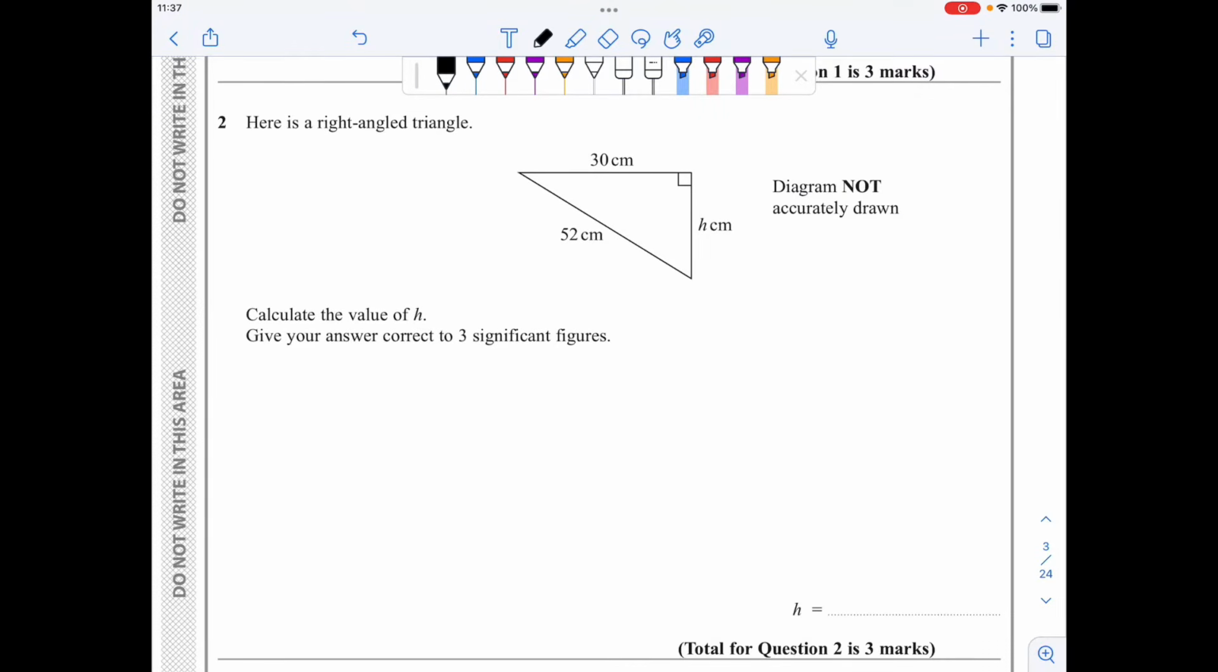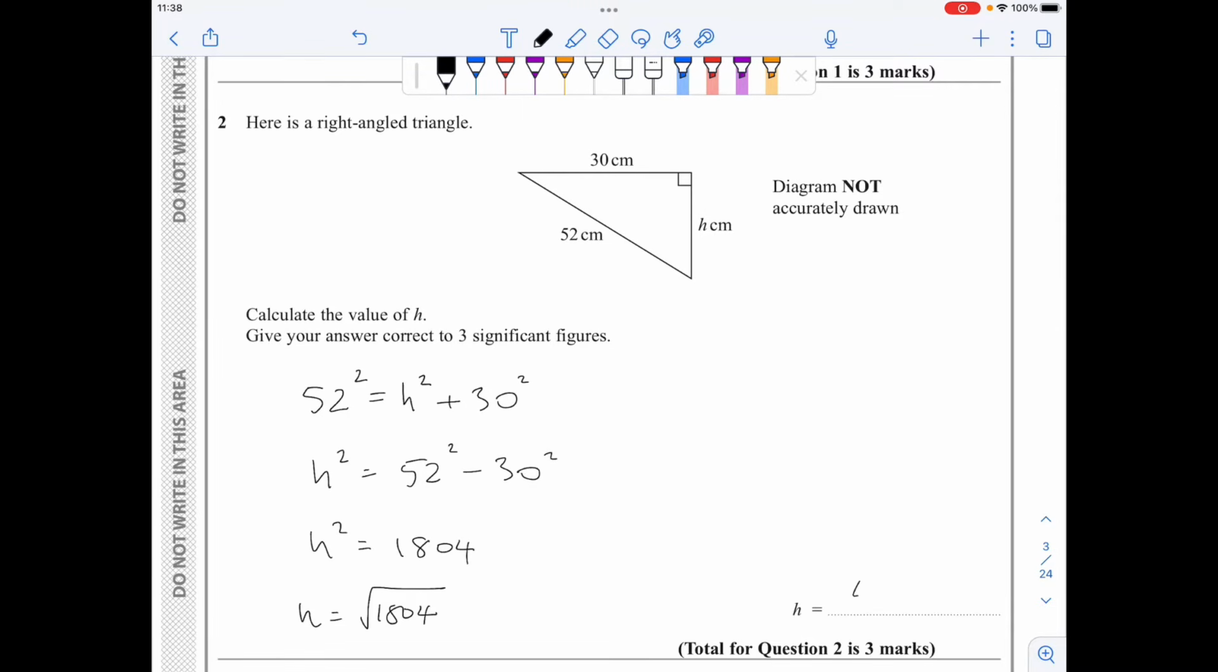In question 2, I'm going to use Pythagoras theorem. So 52 squared equals h squared plus 30 squared. So h squared is equal to 52 squared minus 30 squared. H squared is 1804. So h is the square root of this number. As a decimal, that's 42.5 to 3 significant figures.